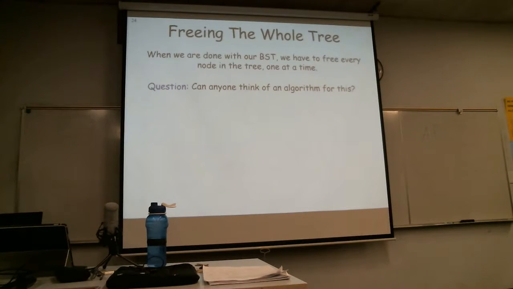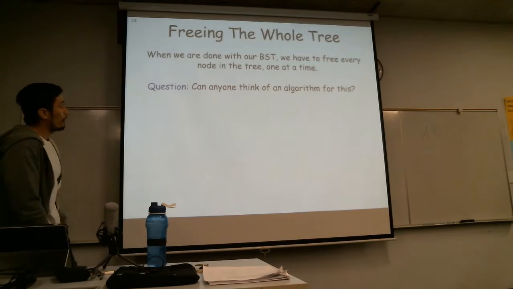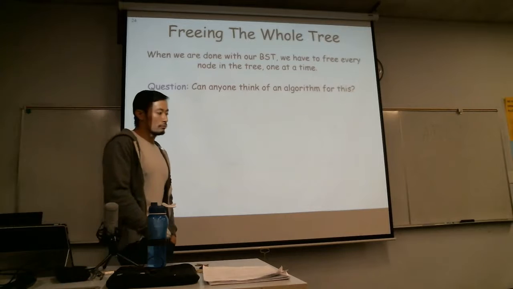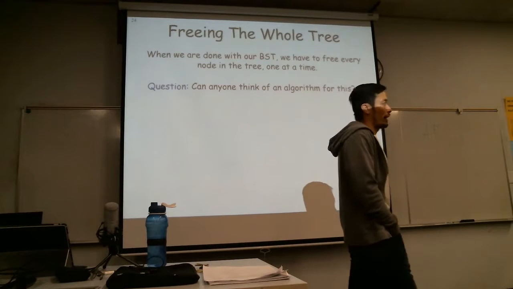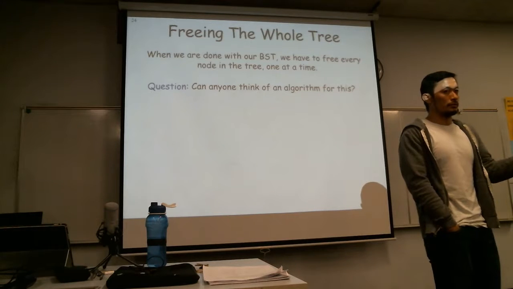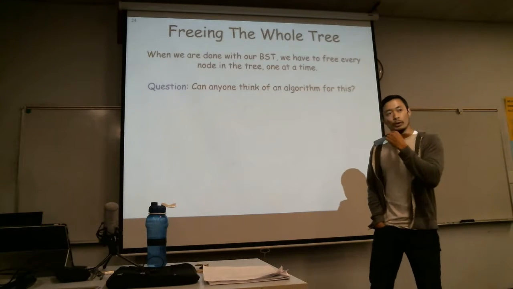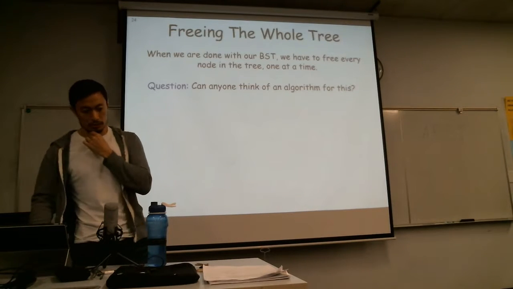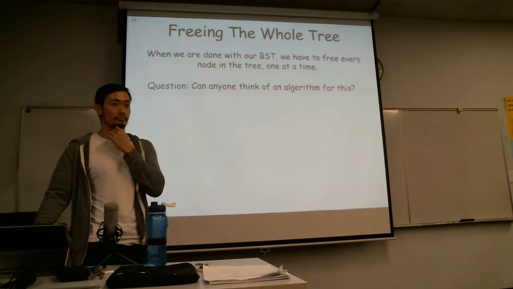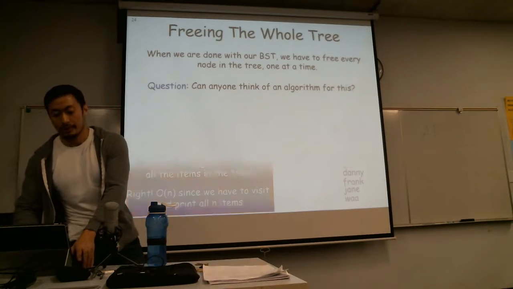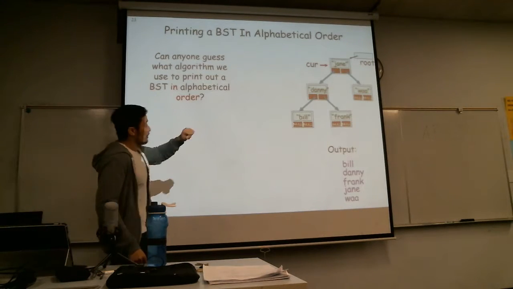Okay, so when we're done with our tree, we have to free every single node one at a time. So this implies that if we want to delete every single node, we visit how many nodes? N nodes. How do we visit them? Post order. Why? Because if you go pre-order, the parent node is going to be the last. Yeah, that's good.